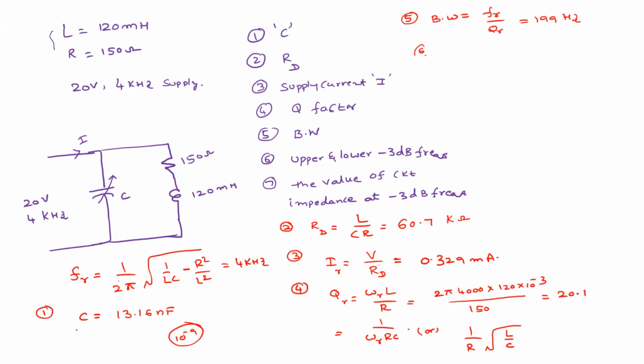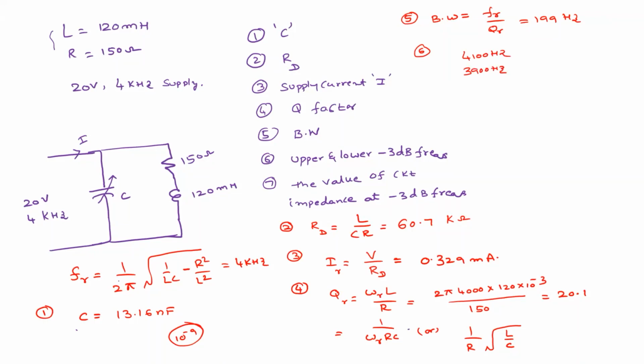So sixth, upper and lower 3 dB frequencies. So how to calculate this one? Or else we can roughly estimate these values also, right? So what will you get if you roughly estimate these values? Sir, if we assume 200, then 4100 is the upper F2 frequency and the lower one is 3900 in hertz.